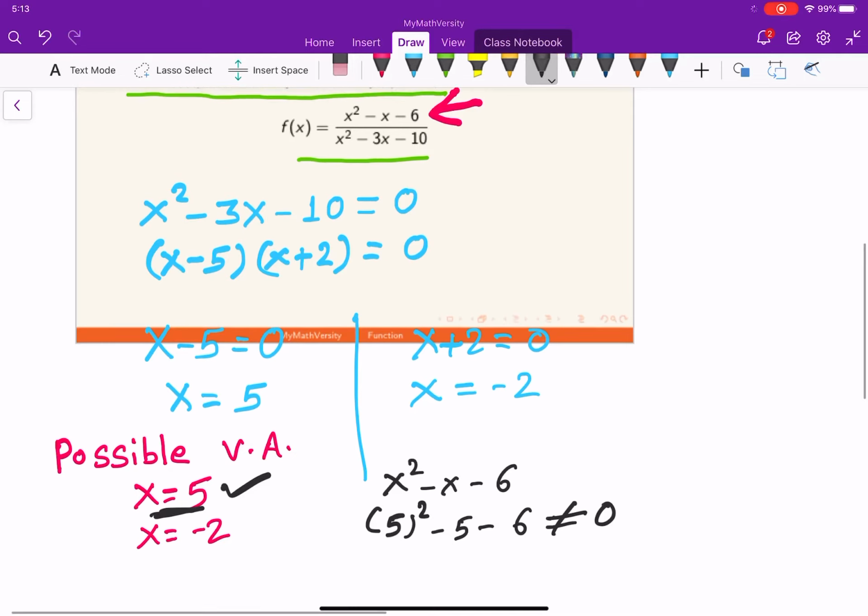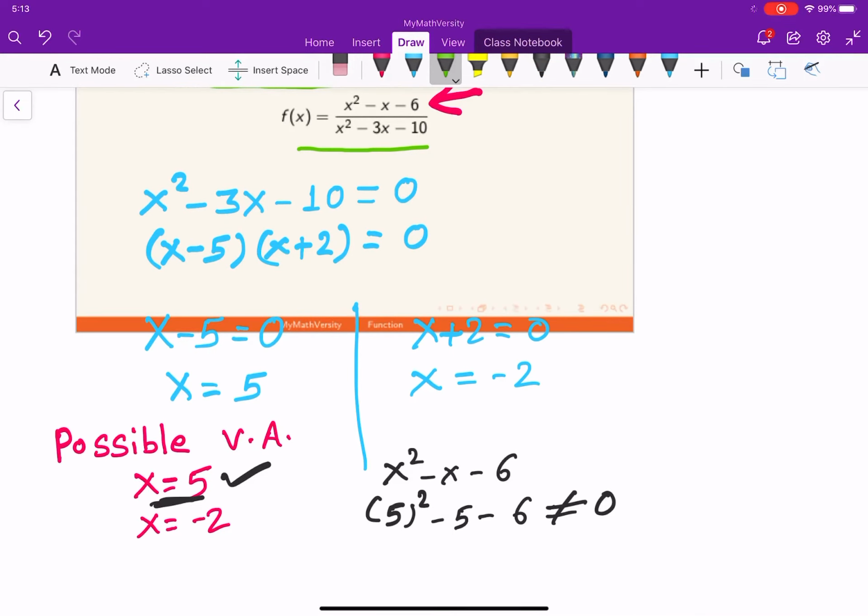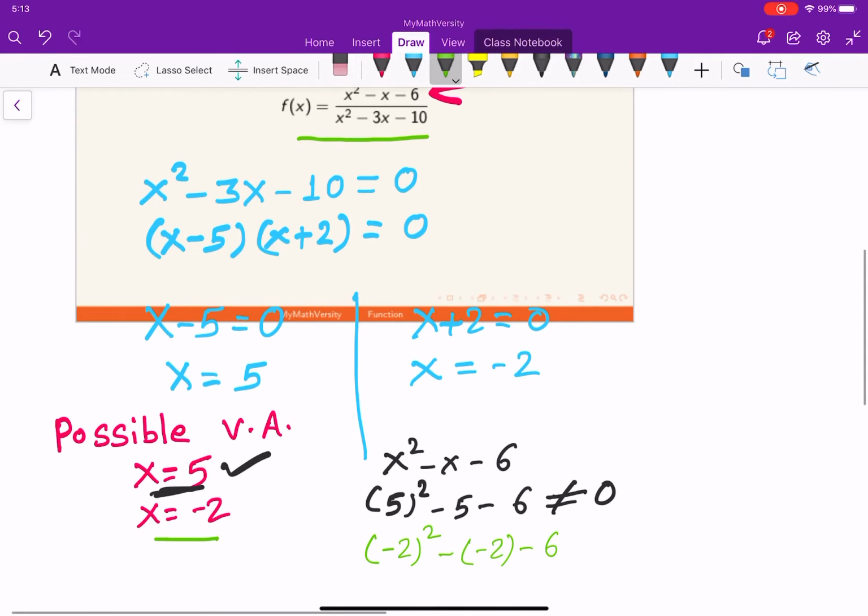But at x equal to negative 2, let's check that. Replace x by negative 2 in the numerator. We get the square of negative 2 minus negative 2 minus 6. The square of negative 2 is 4, and then negative negative is positive, so we get 4 plus 2, which is 6. 6 minus 6 is equal to 0. So if that is the case, this is not a vertical asymptote.